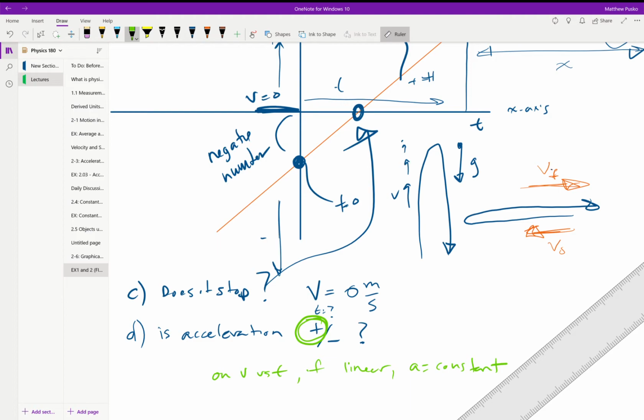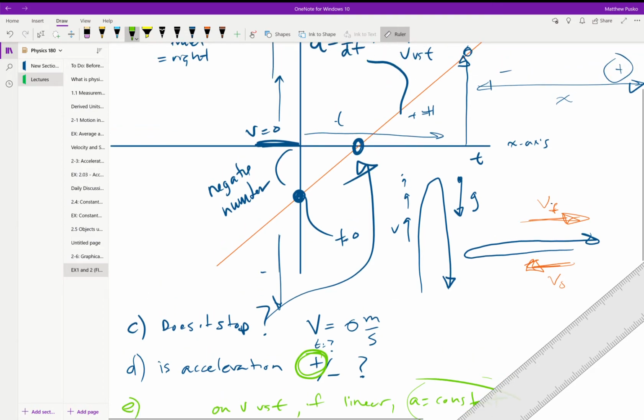Okay, I think there's one more part. Is it constant or varying? Oh, I just said it. So part E, is this acceleration constant? It is a constant acceleration.